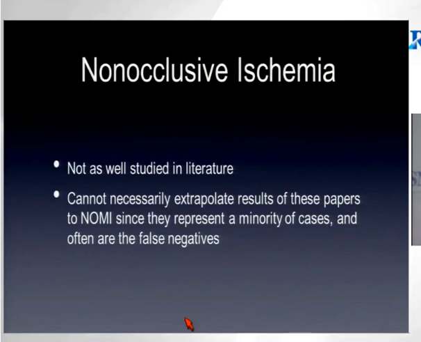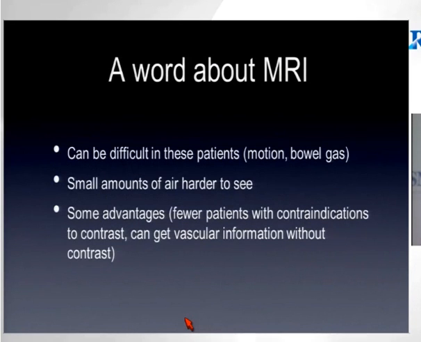I think we probably are seeing the worst of the worst, the ones where they're considering surgical intervention. The reason I mention this is that probably when you're looking at this specific patient population, the sensitivity and specificity reflected in the literature by those papers I showed you may not, in fact, translate directly to the non-occlusive ischemia group. One last word about MRI.